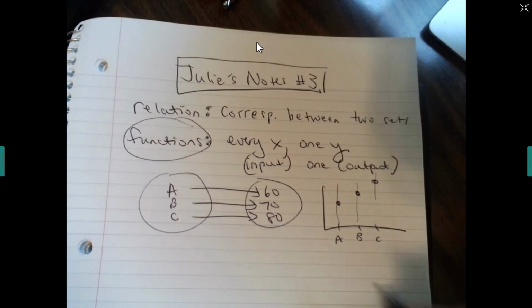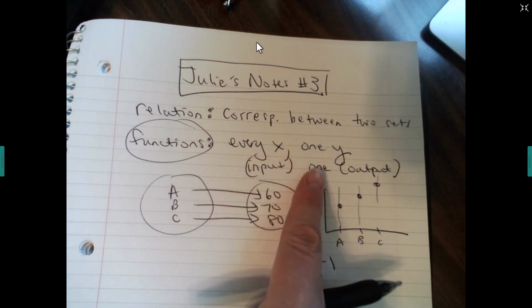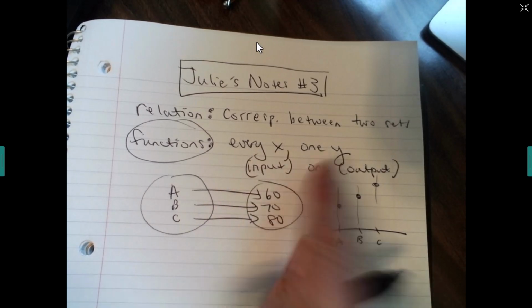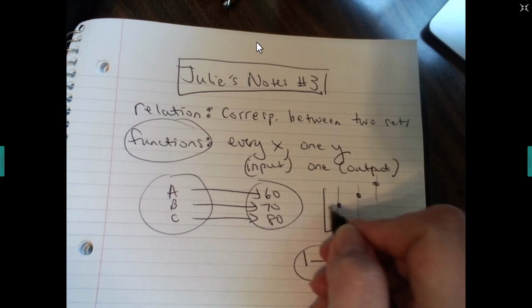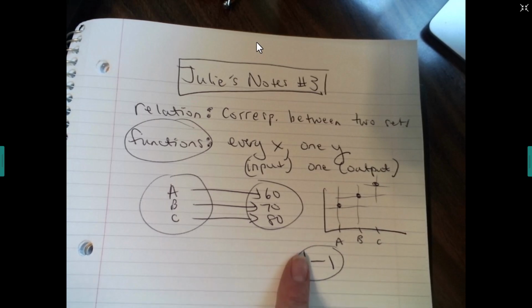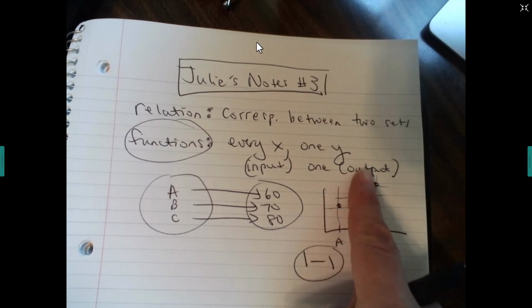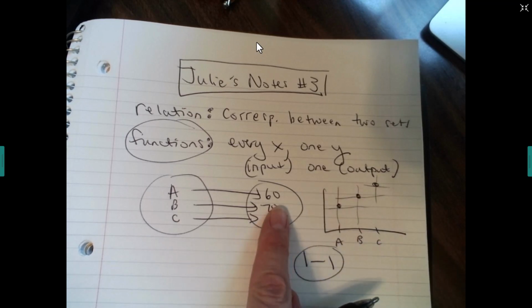Now, this is also a one-to-one function because every X has a unique output. So if it's a one-to-one function, it also passes the horizontal line test, meaning everything's unique, okay? To be a one-to-one function it has to pass the vertical line test and the horizontal, because it has to be unique. Okay. All right.